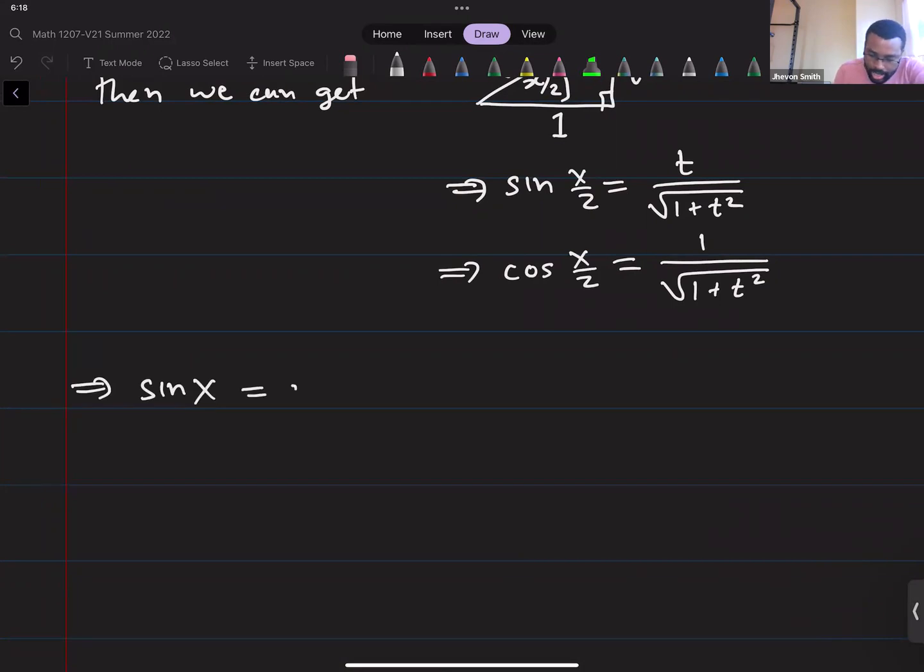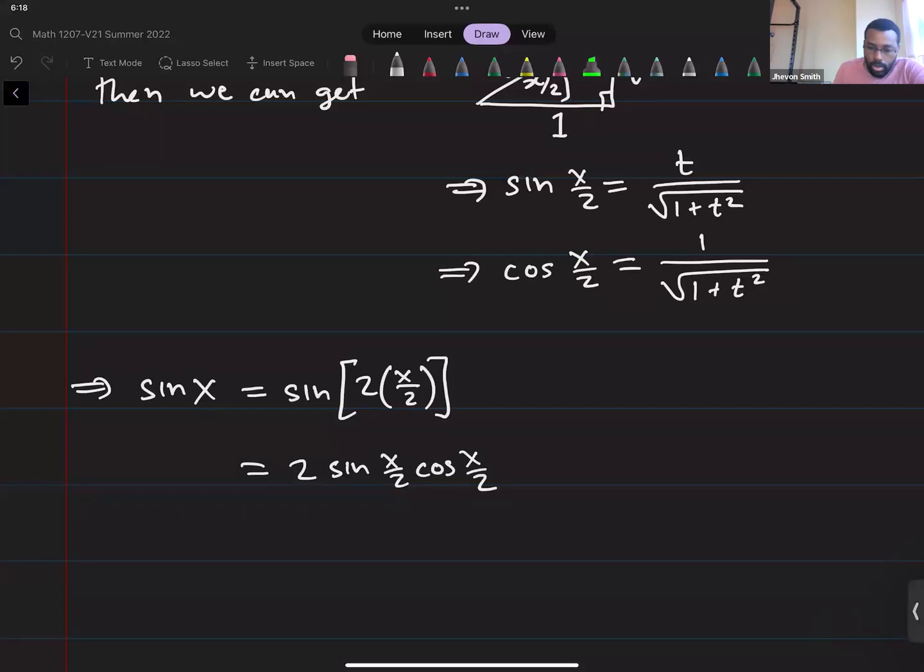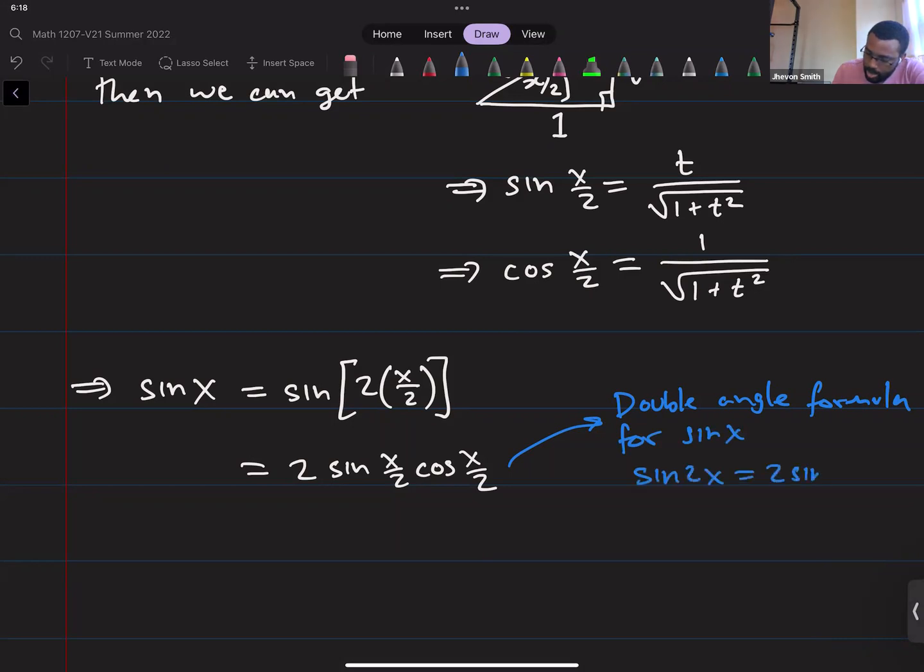Well, what I can notice is that this is actually just sine of 2 times x over 2. And then we can apply the double angle formula for sine. So this is going to be 2 sine x over 2 cosine x over 2. Here I'm using the double angle formula for sine. We know that sine of 2x is equal to 2 sine x cosine x. And I know what sine x over 2 and cosine x over 2 is. It's right above there. So I'm just going to multiply those together and then multiply by 2.